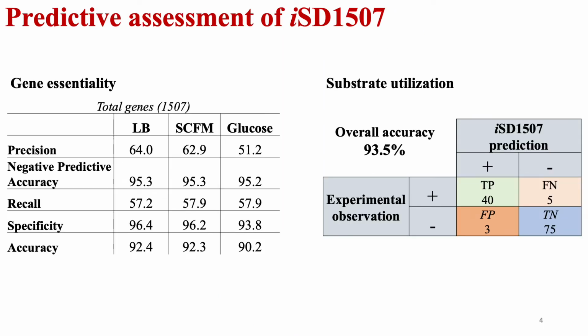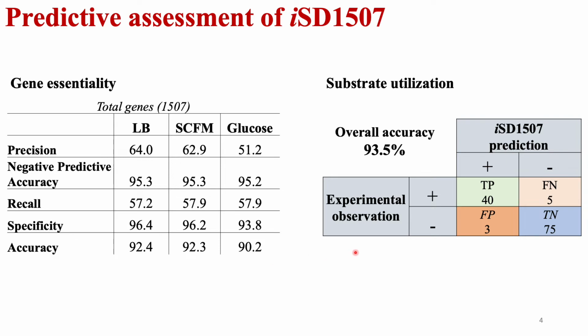We assessed the model for its ability to predict gene essentiality and substrate utilization. For gene essentiality, we performed simulations in LB rich media condition, synthetic cystic fibrosis media, and glucose minimal media, and we optimized the model for biomass production. As can be seen here, the model is able to predict gene essentiality in all three different media conditions with an accuracy of greater than 90%.